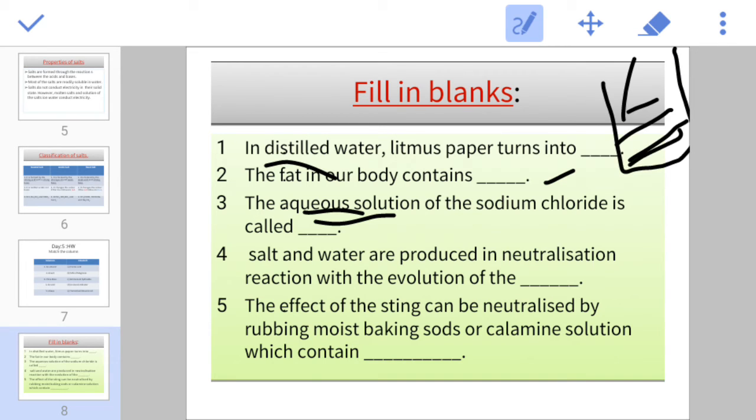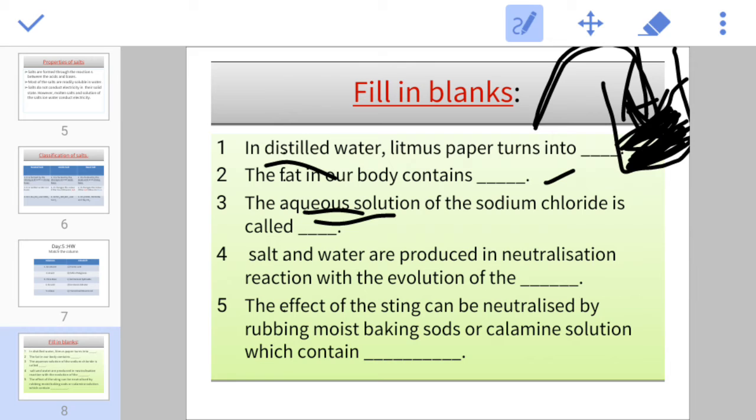Anything when we mix with water, just like NaCl, which is a salt, when we dissolve this in water, then it is called an aqueous solution of sodium chloride. It means the thing in which you are dissolving must be water. Then we use the word aqueous here.